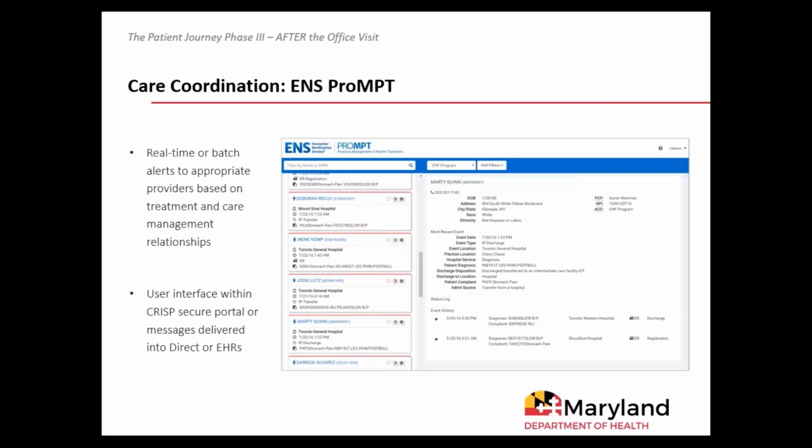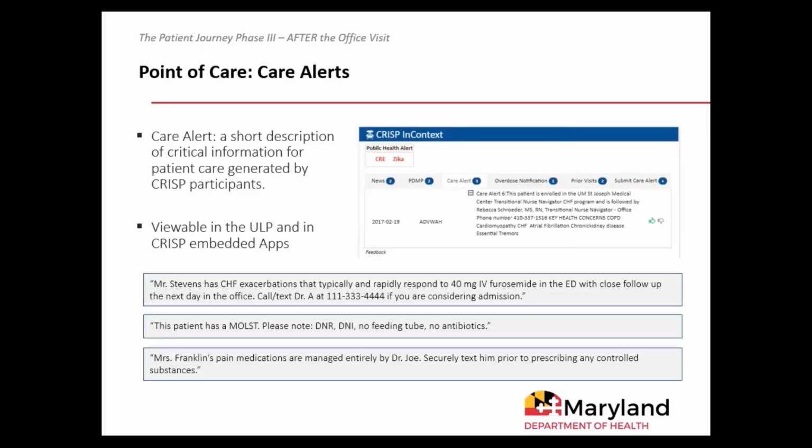the CRISP portal. So the ENS prompt, I need not say much about this. A lot of you are already comfortable with this and know about it. So please pay attention to the information that's there. That folds into making sure that you have care alerts in place for your high-risk patients. And this is sort of a short description of critical information you want anyone who's going to be providing care for your patient to be aware of, because it helps with patients' care delivery.